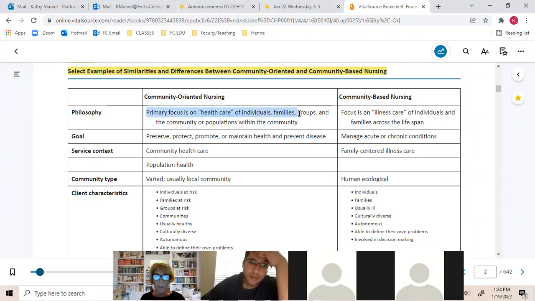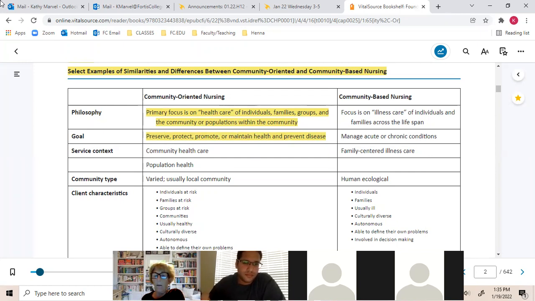The primary focus for community-oriented nursing is on the healthcare of individuals, families, groups, and communities or populations in the community, with the goal of preserving, protecting, promoting, or maintaining health and preventing disease. So this is more of a preventative, more of a primary, more of a public health role.